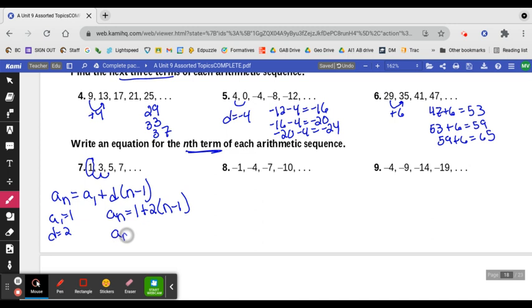Now I simplify. I distribute the 2, so I get plus 2n minus 2. Then combine like terms, the 1 and the negative 2. So a sub n equals 2n minus 1. Pause and do 8 and 9.